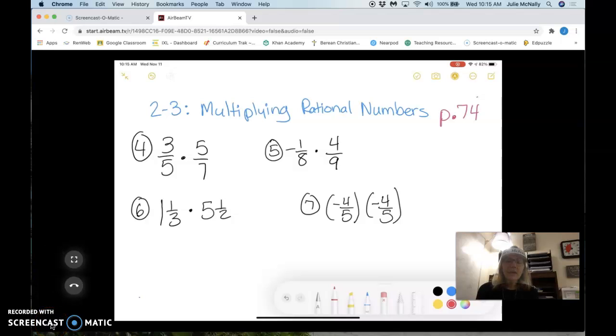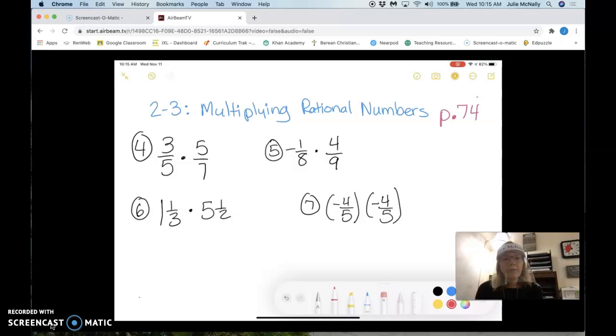Okay, today we're talking about multiplying rational numbers. And remember, rational numbers are just fractions or decimals that have an end. So we're going to be multiplying fractions today. And it might sound scary, but it's not that hard. So hang in there. It's going to be okay.